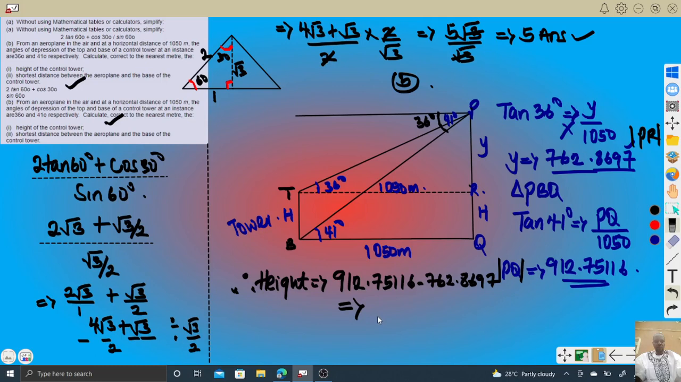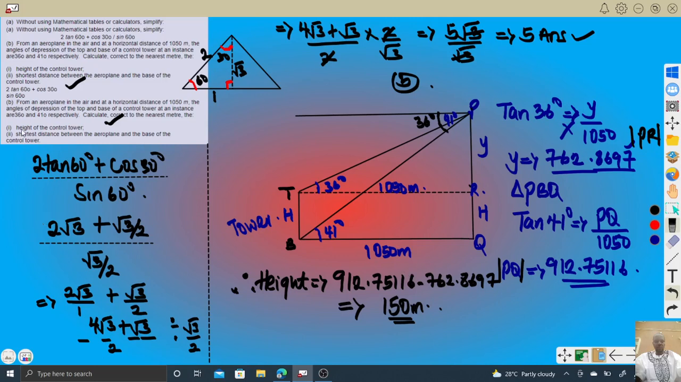So for R, the value should be equal to, I think we have 150 meters to the nearest meter. I'm trying to press the calculator. Please confirm and verify that this should be the correct answer. And that is the height of the tower.